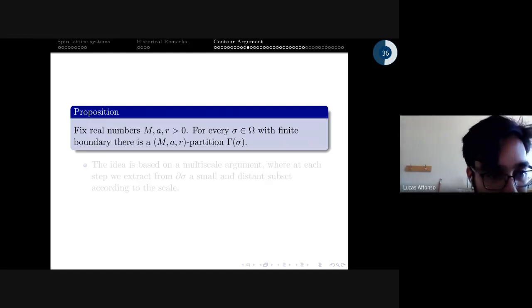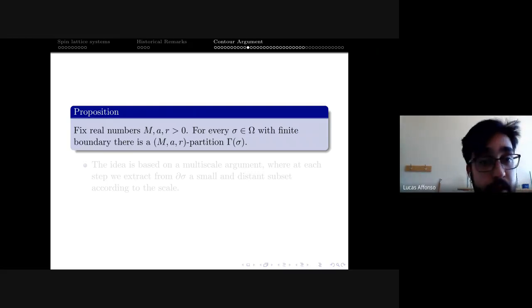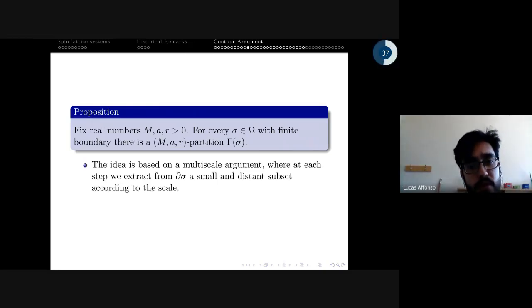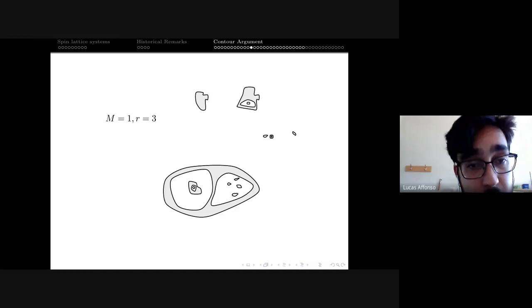So okay, the first proposition is that if you fix real numbers, MRA, okay, and you have a configuration of a finite boundary, then you have an MRA partition. The idea is based on a multi-scale argument where at each step we should extract from the boundary a small portion of the boundary that is distant according to the scale. What I mean by that? Again, we will see this in an example.